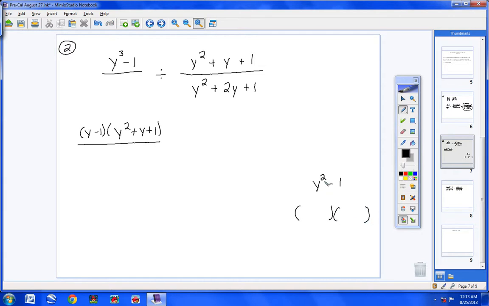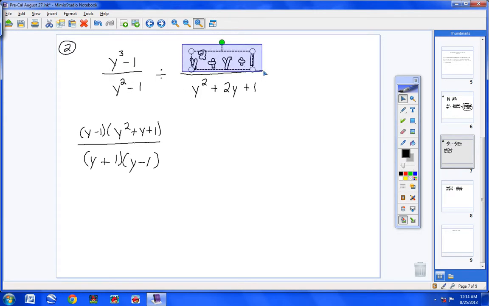So the square root of y squared would be y. The square root of 1 would be 1. And you make one positive, and you make one negative. All right, not too bad. So now I've factored my denominator. Pull that right over here, and we'll go ahead and put this back up here. Now, let's go ahead and factor this numerator here. So let's pull it down here. Let's see if we can factor this.